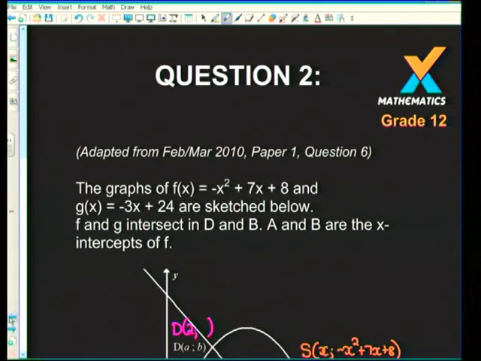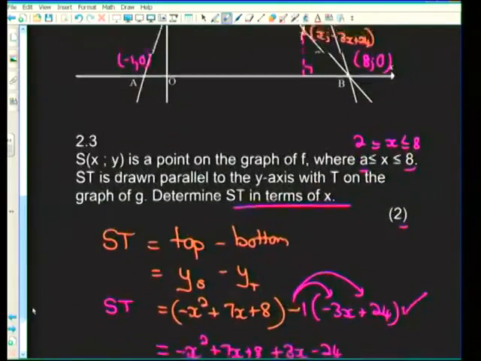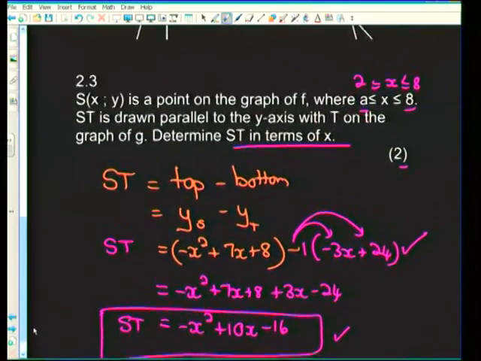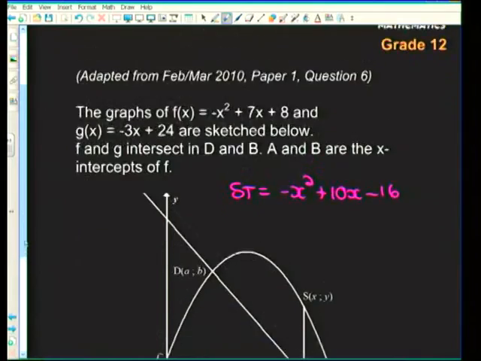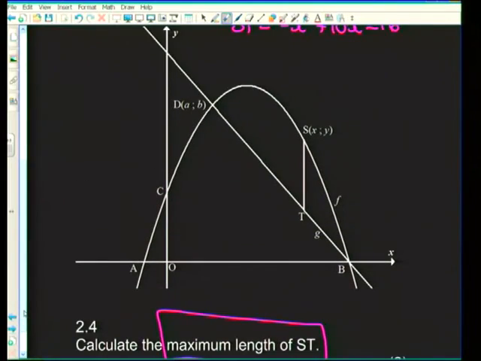Let's check again. I don't want to give you the wrong equation because then we're going to be in trouble. Minus x squared plus 10x minus 16. Yeah, that's right. Right, so what we have to do now is find the maximum length of that.